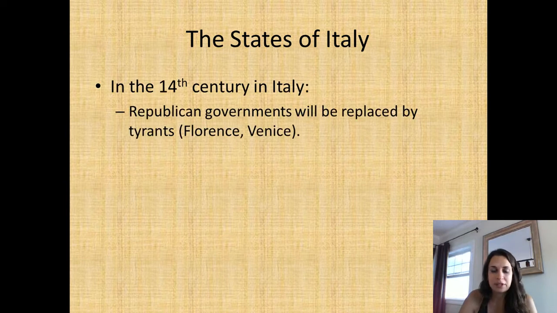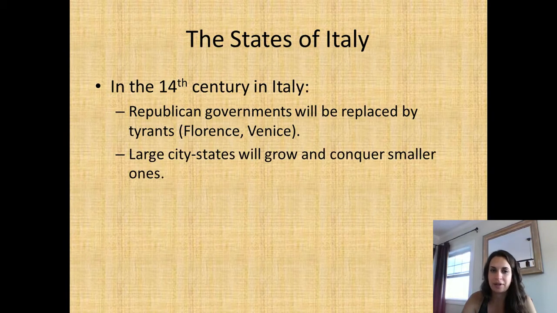So in the 14th century in Italy, republican governments really actually get replaced by tyrants. Especially in places like Florence and Venice, which are going to see the rise of some very powerful, sort of mafia-like families that will take over these cities. And large city-states are going to take over the smaller ones.